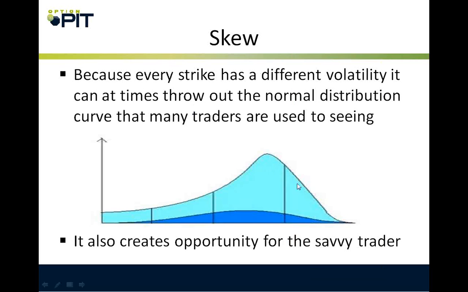You end up with something that kind of looks like this. This isn't exactly it, but it kind of looks like this. You've got a non-normal distribution. And that's the problem: options have a non-normal distribution. And this non-normal distribution changes based on volatility. And that change in the non-normal distribution can allow a trader to really clean up. Savvy traders can make opportunity out of this type of distribution.